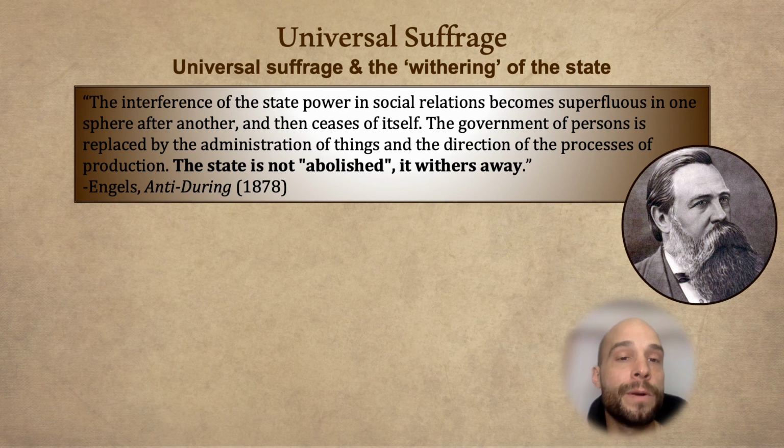The government of persons is replaced by the administration of things and the direction of the processes of production. The state is not abolished, it withers away." This already tells us something crucial. Engels is not talking about smashing the state by decree. He's describing a process in which the state, as a power standing above society, becomes unnecessary because its functions are absorbed into collective self-management, especially in the organization of productive life, which underlies all social relations.